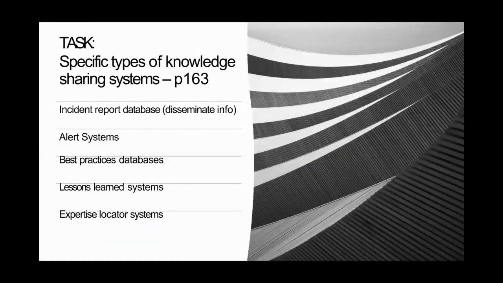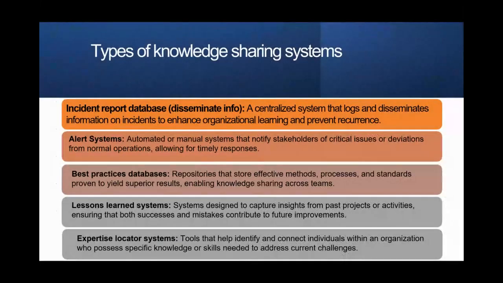Then, specific types of knowledge sharing systems. Okay? So you've got the incident report based. In fact, I've already summarized in a line or two here. These are the systems. Types of knowledge sharing systems. So you've got your incident report basis, a centralized system that logs and disseminates information on incidents to enhance organizational learning and prevent recurrence.